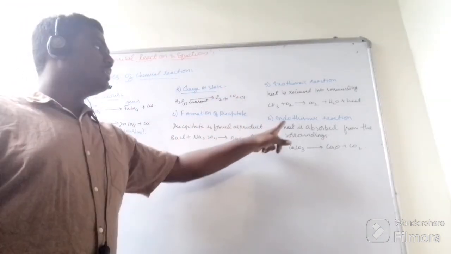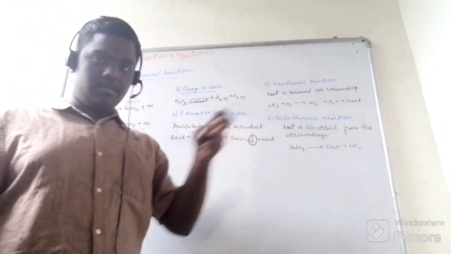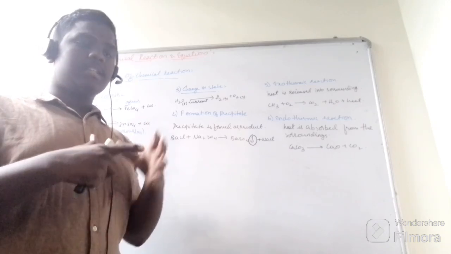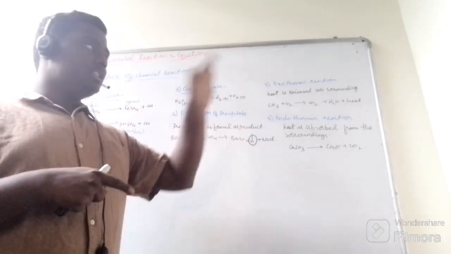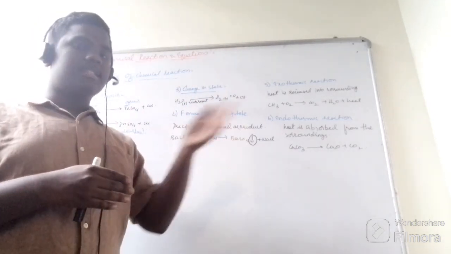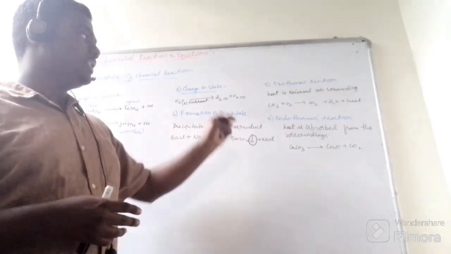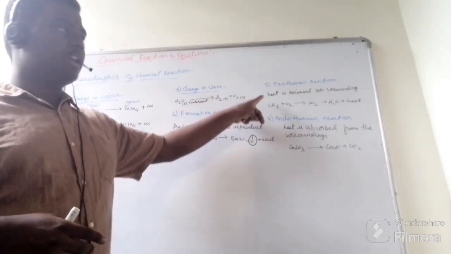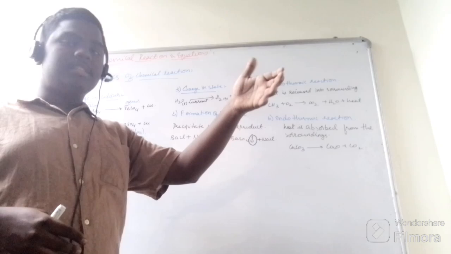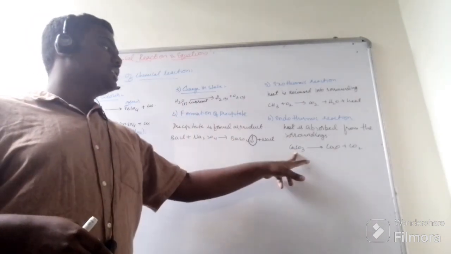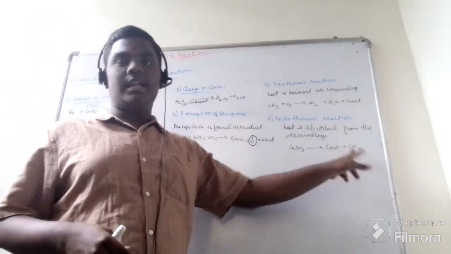Coming to endothermic, where heat is absorbed from the surroundings. For the reaction to take place, the heat is getting absorbed. In the previous case, it is getting released. In this case, it is getting absorbed. So this is the main difference between exo and endothermic. Exo is heat released, endo is heat absorbed. Example, calcium carbonate giving calcium oxide and carbon dioxide.